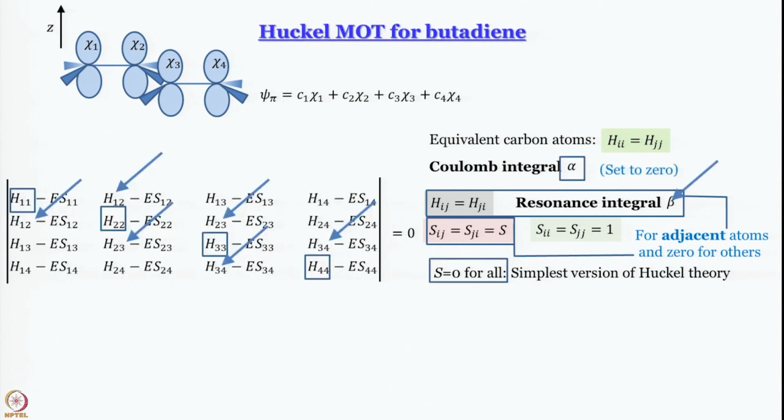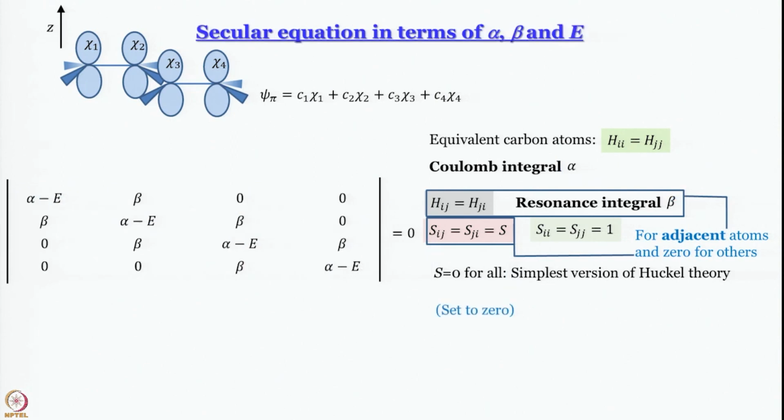I hope that was not too fast. Wherever we have to write alpha, wherever we have to write beta, we write that, and we set all the overlap integrals equal to 0. That gives us this kind of nice simple matrix, well, determinant. I am very sorry that the vertical line on the left hand side is not showing up; something is wrong in the compatibility. So this is what it is.